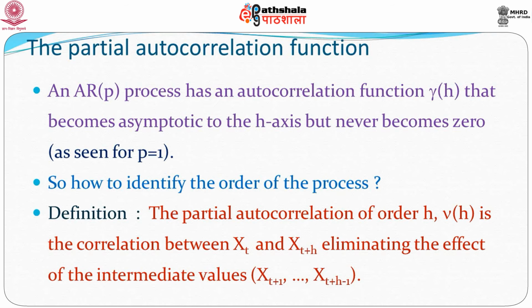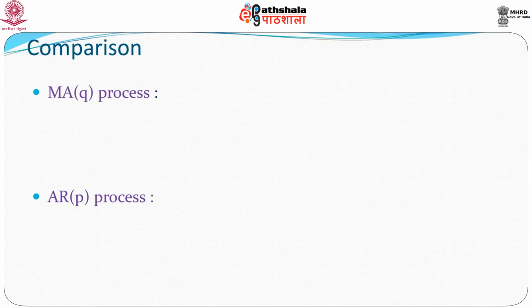The partial autocorrelation of order h, which we will denote by nu h, is the correlation between x t and x t plus h, eliminating the effect of the intermediate values x t plus 1 to x t plus h minus 1. So, it is similar to what you do in partial correlations in regression. We eliminate the effect of the other variables, in this case the intermediate variables, and then calculate the autocorrelation. And the very nice thing that happens here is that if you do that, then the PACF goes to 0 for the AR process. Let us look at a comparative study of the MA and AR process in these terms.